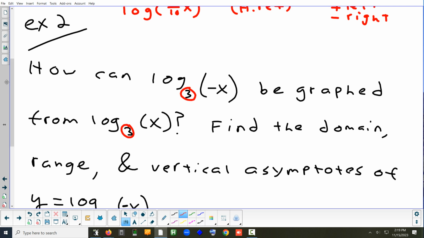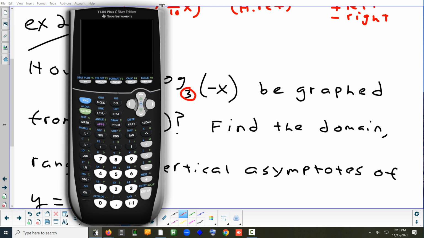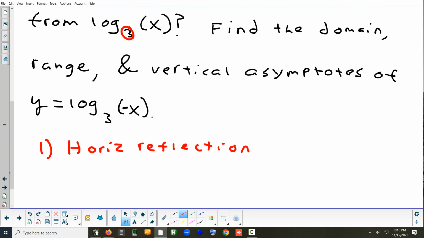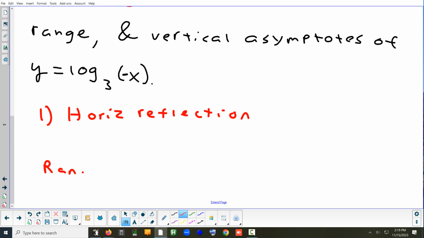Now let's type it in, because they want to know the domain. Well, the range I think we could do right away, because I already talked about the range. Every logarithmic function has a range of what? It's always negative infinity to infinity. I don't care how you flip it, stretch it, or shift it. The range never changes. But can the domain change? What do you think? You have a guess? You think so? You sure? Okay, yeah. The domain can change.